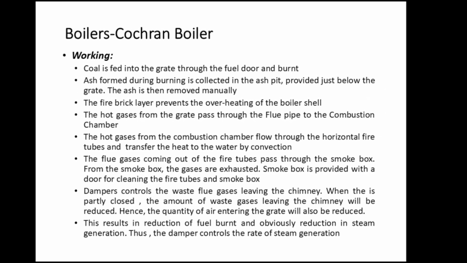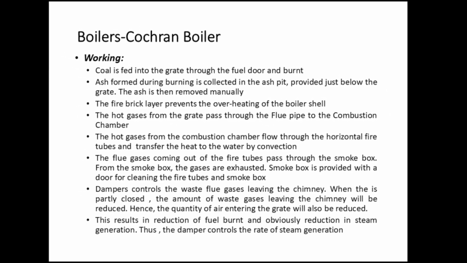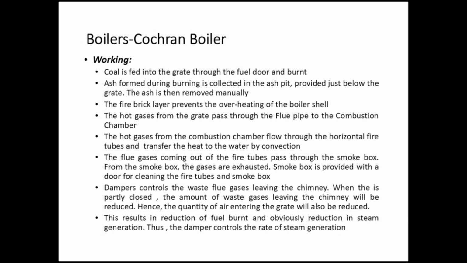Boilers. Cochran boiler. Working. Coal is fed into the grate through the fuel door and burnt. Ash formed during burning is collected in the ash pit provided just below the grate. The ash is then removed manually. The fire brick layer prevents the overheating of the boiler shell. The hot gases from the grate pass through the flue pipe to the combustion chamber.